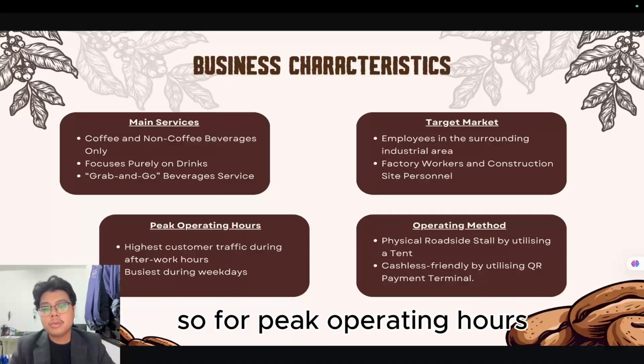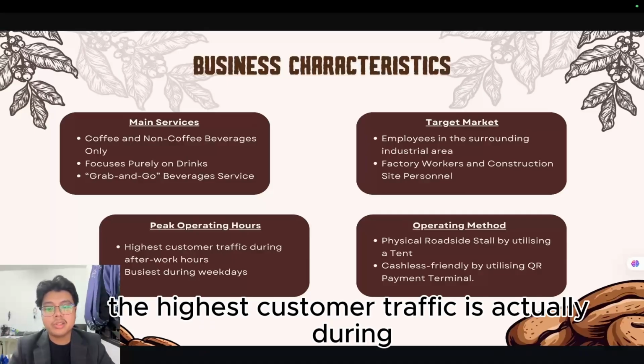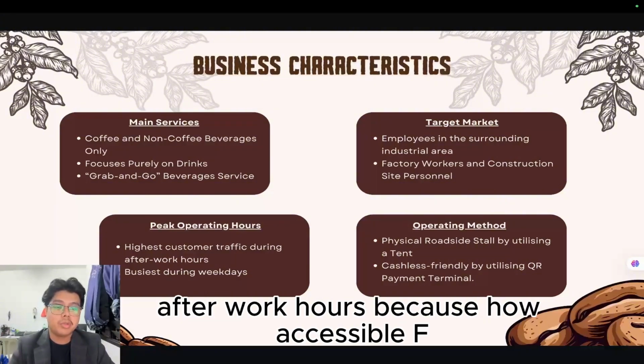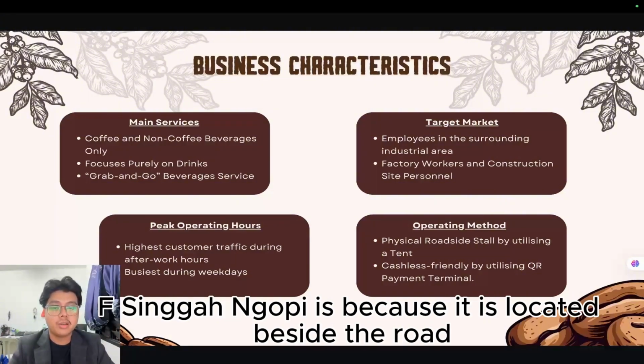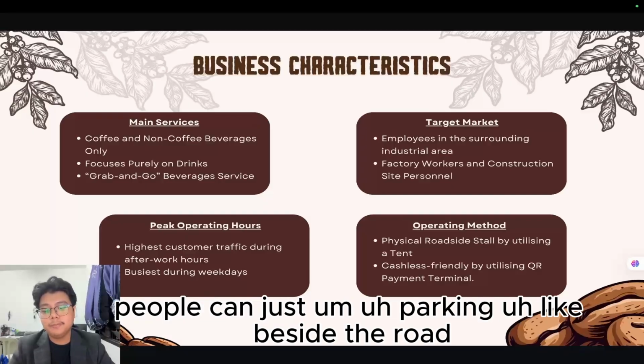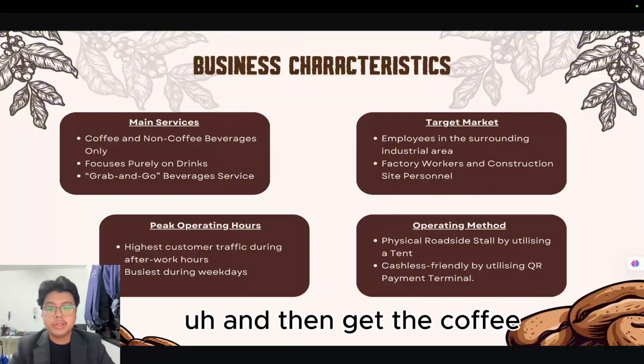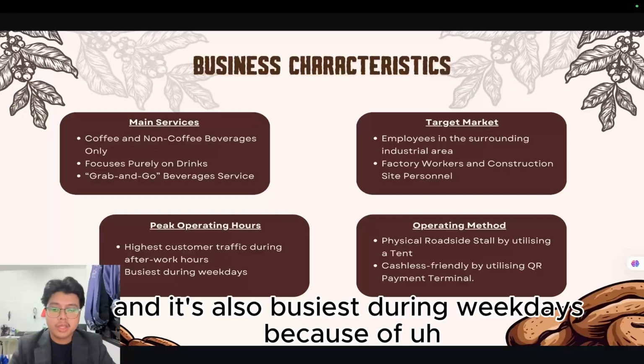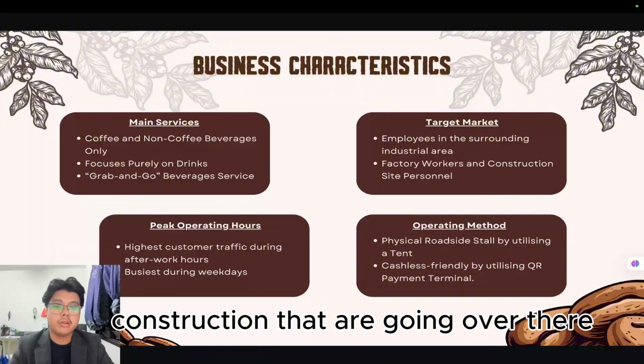For peak operating hours, the highest customer traffic is after work hours, because of how accessible FF Sinngahngopi is. Because it is located beside the road, people can just park beside the road and then get a coffee. So it is very accessible, and it's also busiest during weekdays because of the construction going on over there.